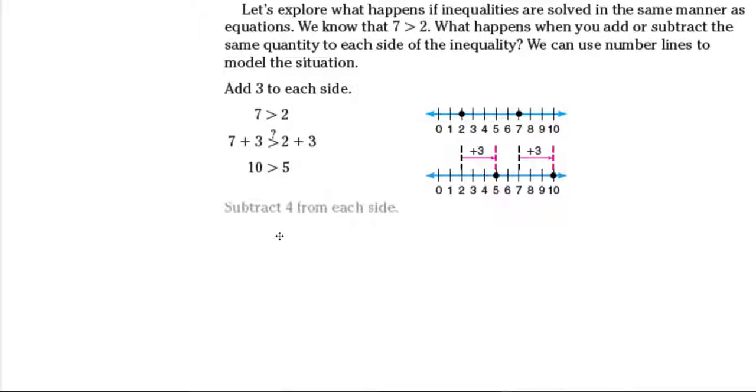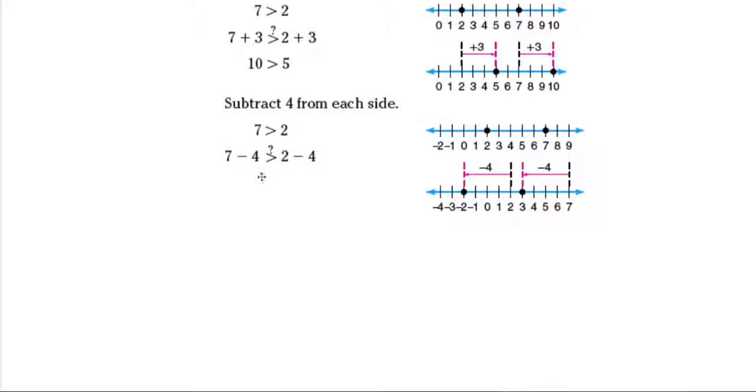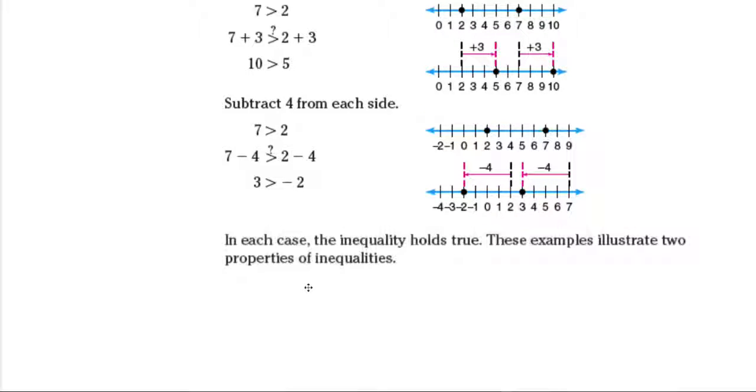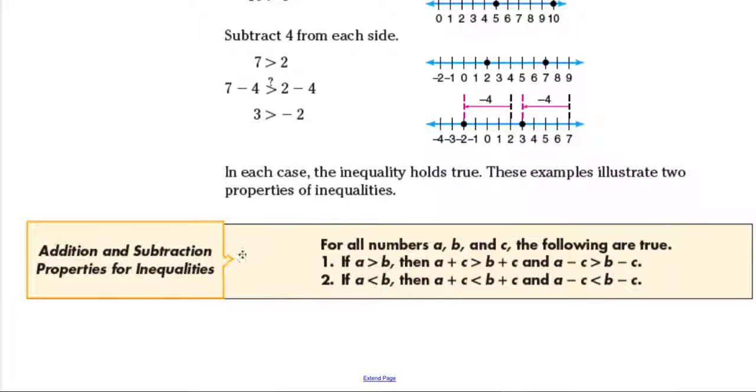Let's say we want to subtract 4 from each side of the inequality. Again, 7 greater than 2, and we subtract 4. We subtract 4 from 7, and we subtract 4 from 2. If you notice at the end, it is still the same: 3 is greater than negative 2. So in each case, the inequality holds true. These examples illustrate two properties of inequalities: the addition and subtraction properties of inequalities.